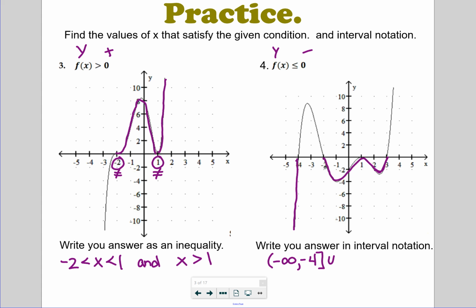And then everything between -2 and 3 as well. We don't have any breaks here because that's a continuous interval, and every value on that interval is less than 0, so negative or equal to 0. So we're going to say -2 all the way to 3, and again, everything there is a bracket because my inequality sign said equal to.